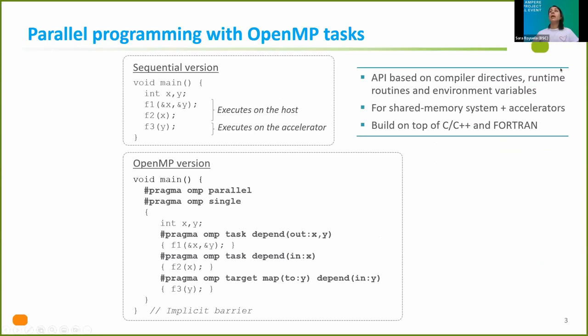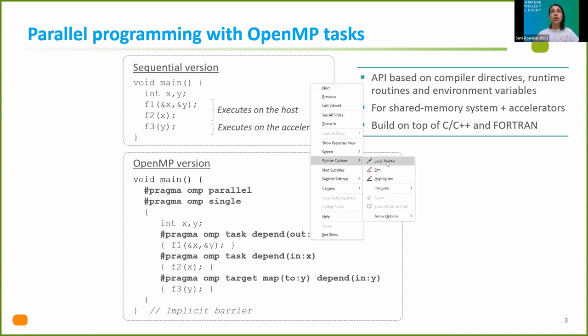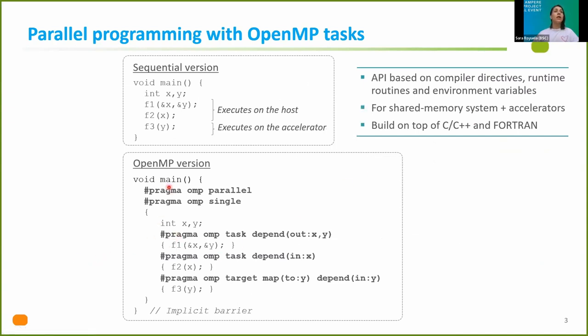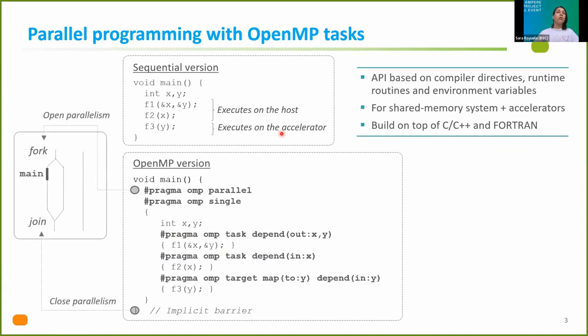So OpenMP is an API, application program interface, that is based on compiler directives, which are these annotations that you will see in the code. It is meant for shared memory systems, but for many years, it includes also support for accelerators. Depending on the directives that we use, work is going to be uploaded to the accelerator or not. And as you can see, it is built on top of C++ and also Fortran. So, just a brief introduction about OpenMP.